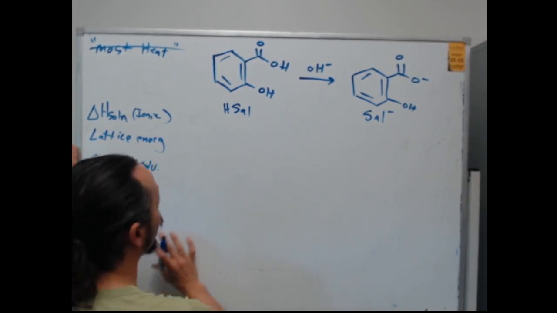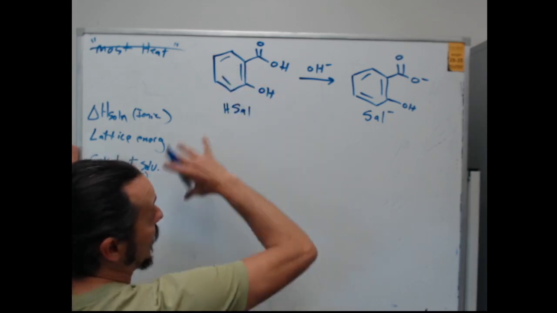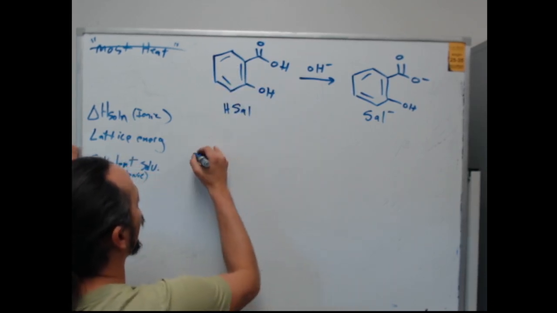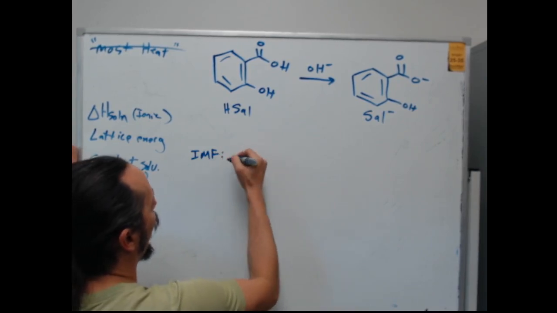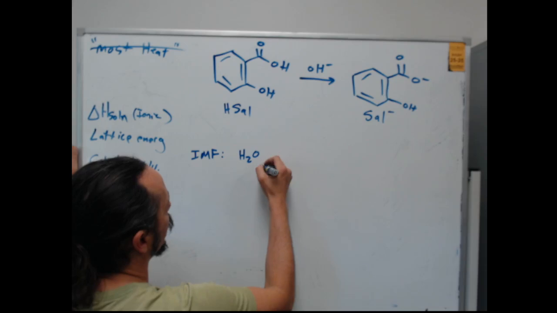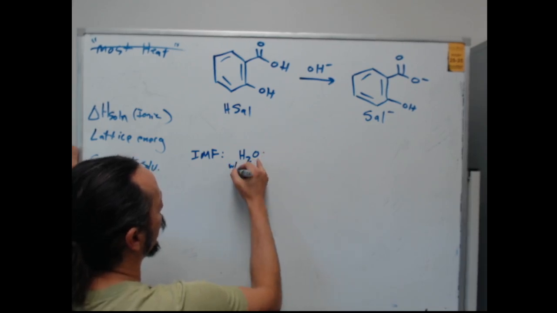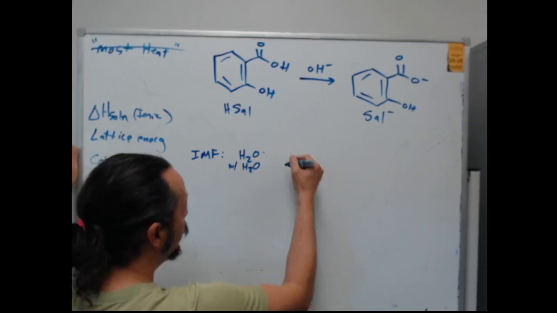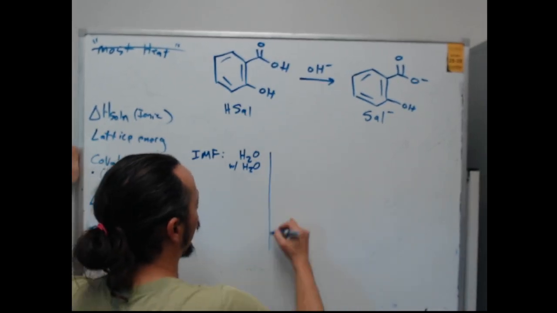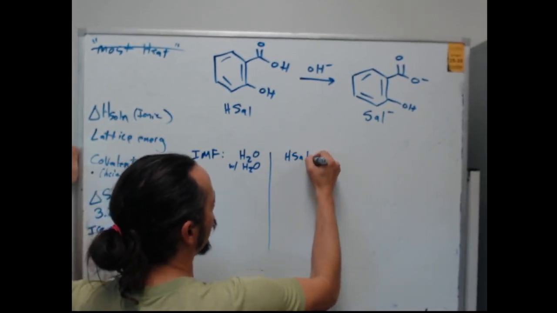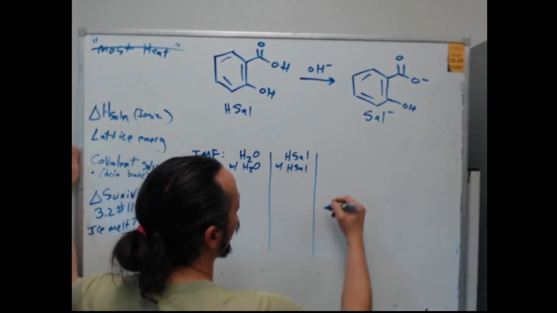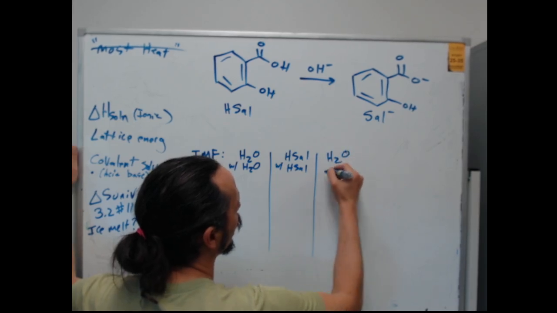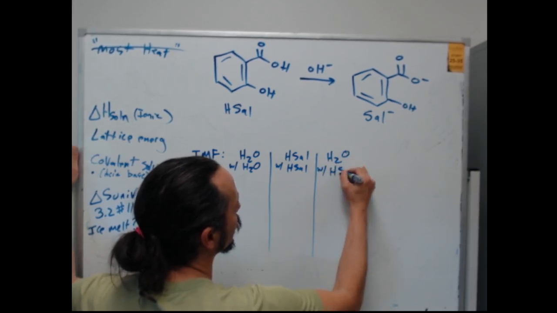So the first thing I want to do is just consider the reactant side, and I want to look at the IMFs of H2O with H2O. I want to look at H-sal with H-sal, and I want to look at H2O with H-sal.